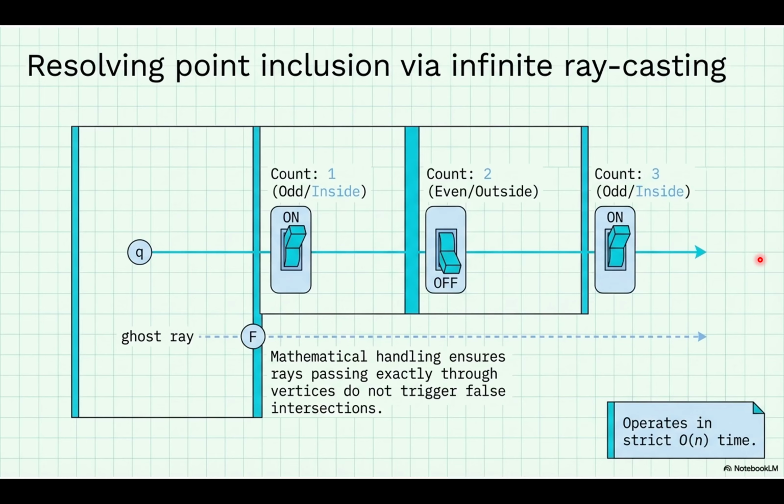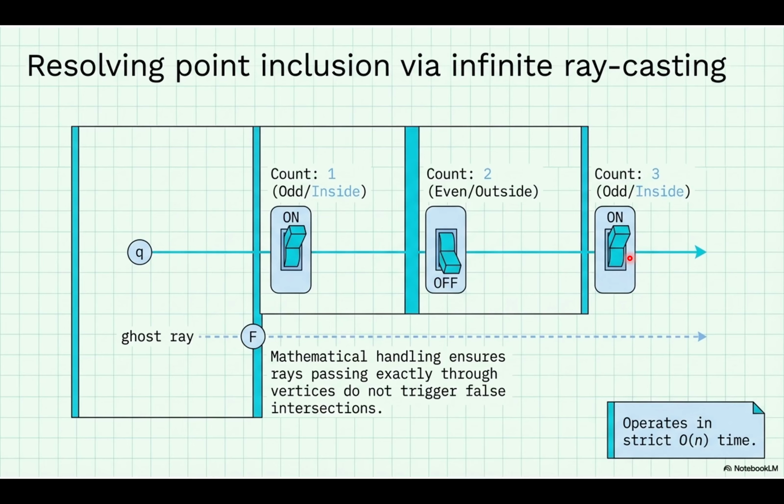I love the analogy for this. It's like walking in a straight line through a house. Oh, the light switch analogy, yes. Right. So every time you cross a wall, which is an edge of the polygon, you flip a light switch. So you cross one wall, the light is on, which means you are standing inside a room. But if you keep walking and cross a second wall, you flip the switch off, which means you have passed through the room and you are back outside in the yard. Exactly. So an odd number of wall crossings means you are inside. An even number means you are outside. Odd count inside, even count outside.